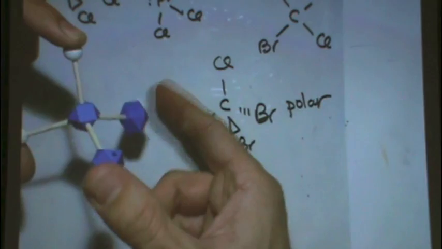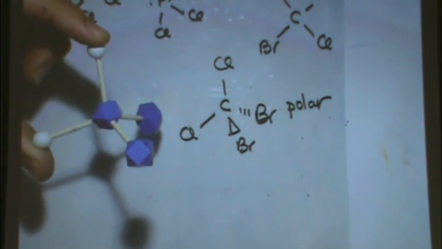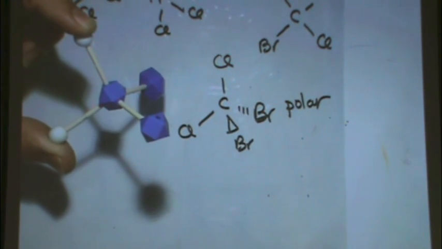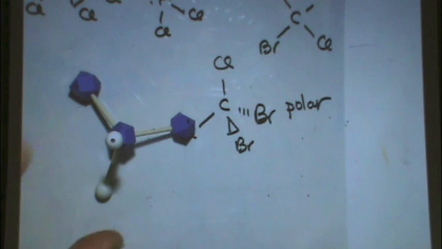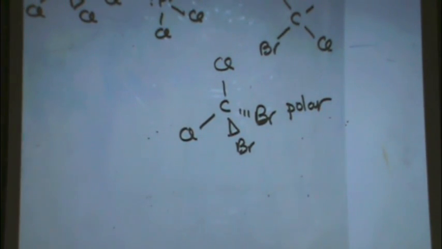Bromines would be these blue spheres here. So you can see it's asymmetric. Bromines are on one side, but chlorines are on the other side. Totally not symmetric. A tetrahedral will only be nonpolar if all groups are identical. Okay? Tetrahedral will only be nonpolar if all groups are identical. I hope I said nonpolar.